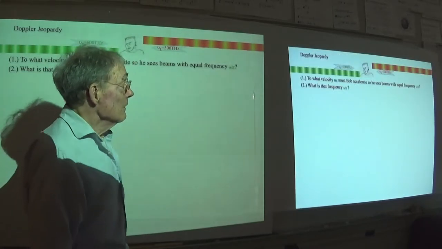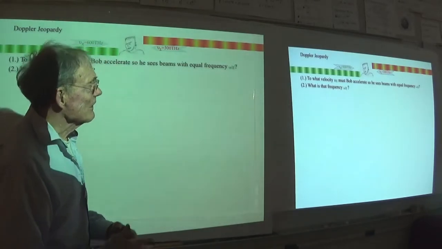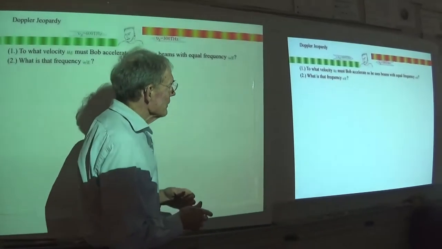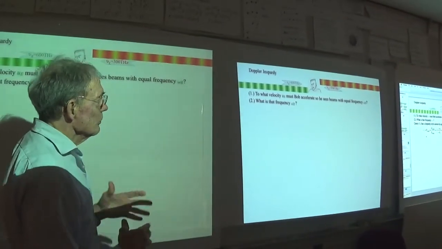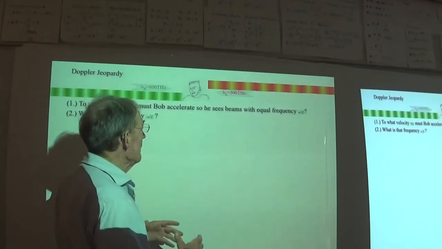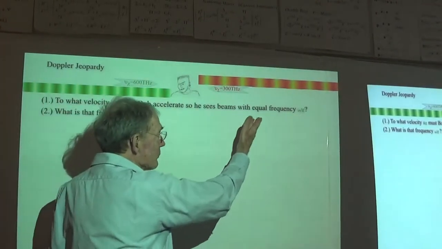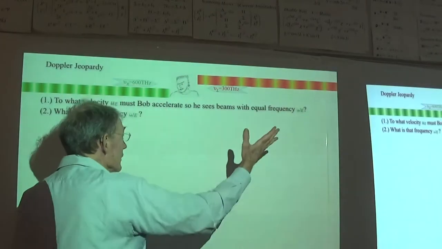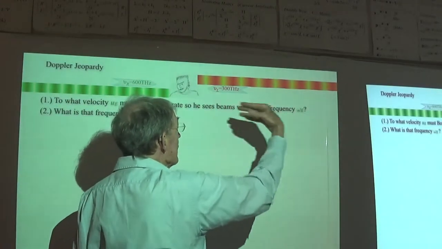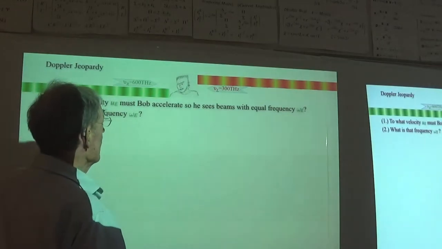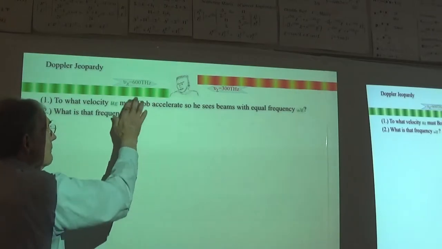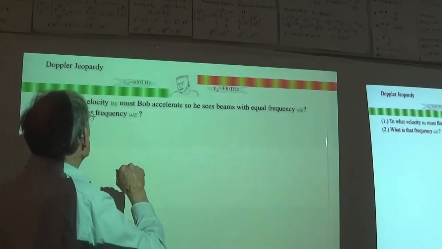And a typical problem, I call this double jeopardy, because we're going to answer the quiz here, as they do on that television program called Jeopardy. But anyway, the idea is, to what velocity u equals, E stands for equals, what velocity must Bob accelerate so he sees beams with equal frequency? So right now he has a nice gentle 300 terahertz infrared beam coming from this side, coming from the right, and then the nice beautiful 600 terahertz blue-green, and not much blue in that, but bear with me.